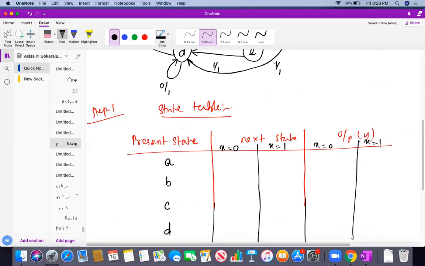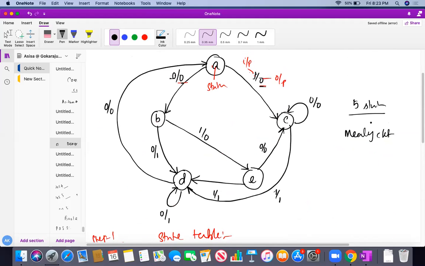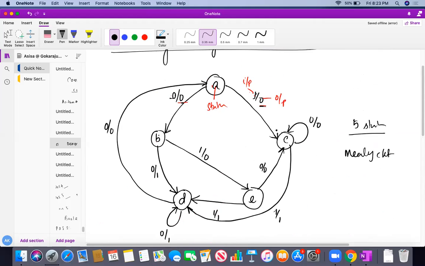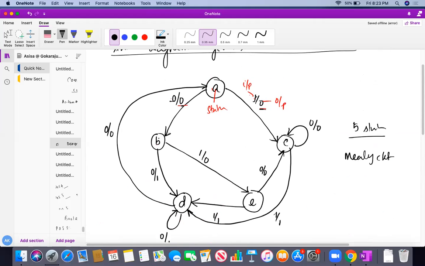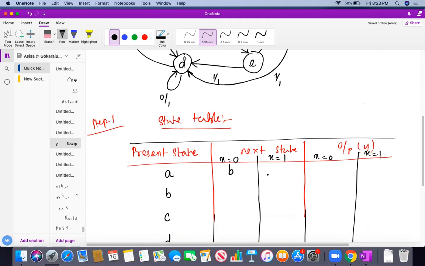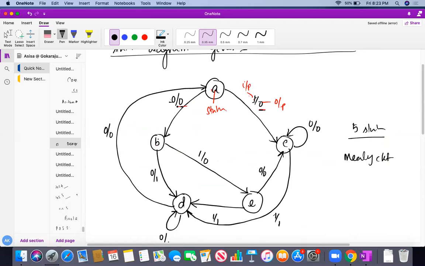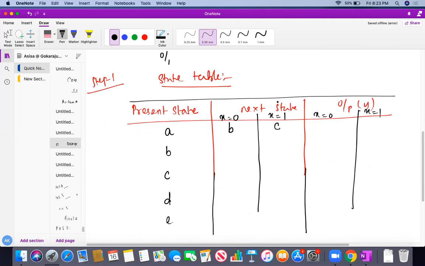So for now you are in state A. At input x equal to 0, which state are you going to? Next state will be B. Next, if input is 1, where are you going? You are going to C. Am I correct? Next, what are my outputs? For x equal to 0, my output is 0. For x equal to 1, my output is 0. So in both cases, my outputs are 0 and 0.